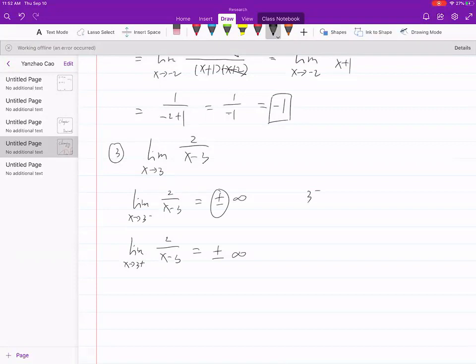3 minus. Here is 3. Here means from the left. Let's try 2.999. If you plug in 2.999, it gives you something extremely small and negative. Therefore, this has to be negative infinity.